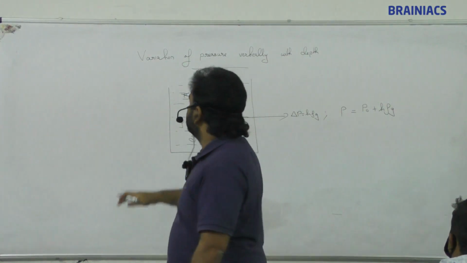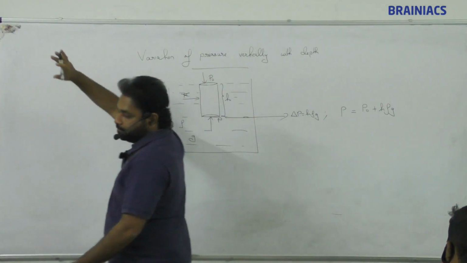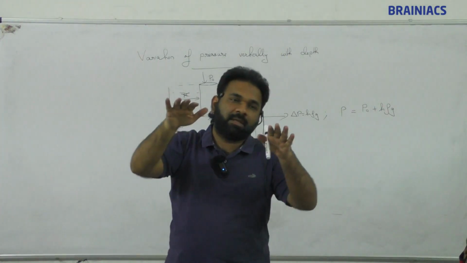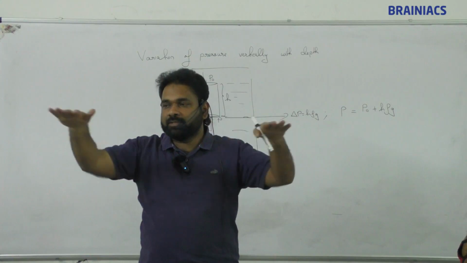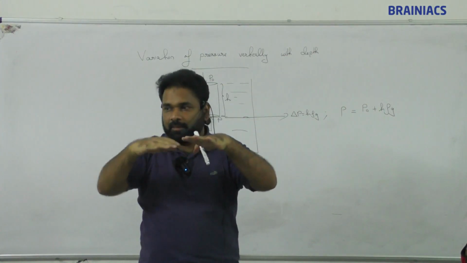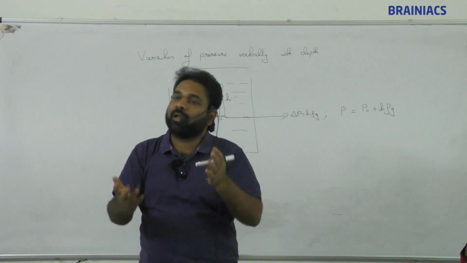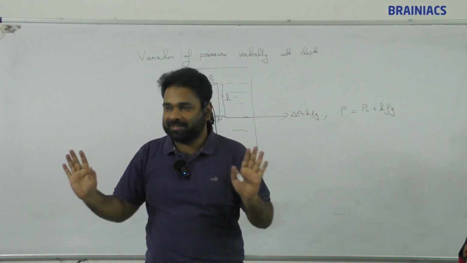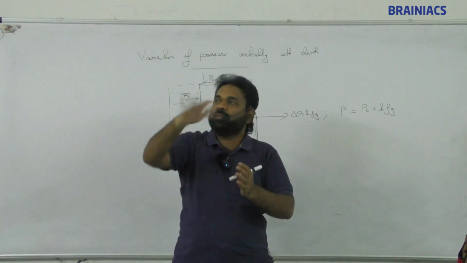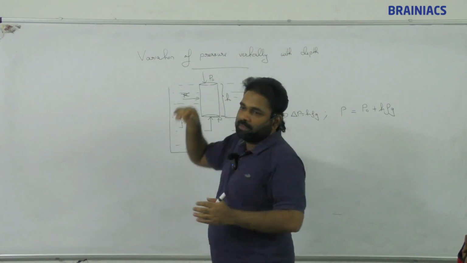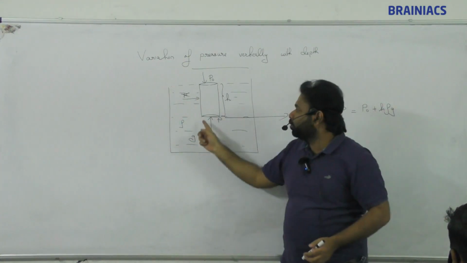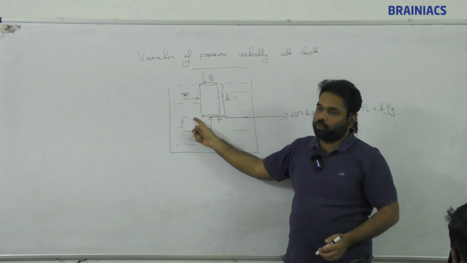Suppose there is no atmosphere. But water is there, and acceleration due to gravity is also there. When acceleration due to gravity is there, definitely atmosphere will be there. But for your understanding, just forget this one. Simply if you go down, the pressure you will be experiencing here will be H rho g.